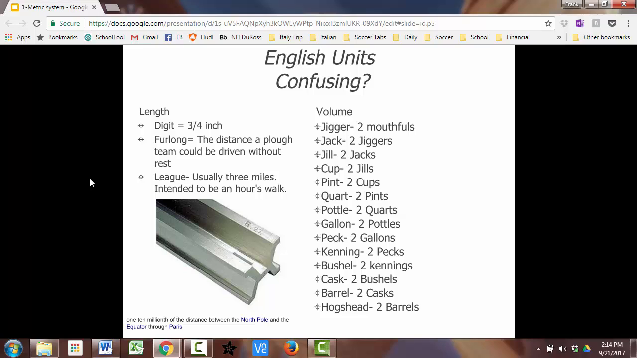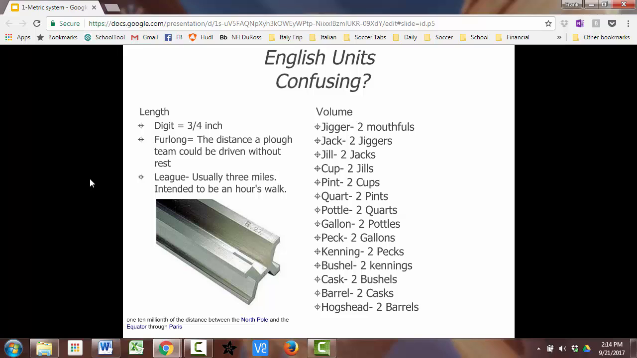These are actual volume units in the English system, from smallest to largest. 2 mouthfuls is a jigger. 2 jiggers is a jack. 2 jacks is a jill. 2 jills a cup. 2 cups a pint. 2 pints a quart. 2 quarts a pottle. I've never even heard of a pottle. 2 pottles is a gallon. 2 gallons a peck. 2 pecks a kenny. 2 kennies a bushel. 2 bushels a cask. 2 casks a barrel. 2 barrels is a hogshead. That is an actual unit of measure in the customary system.